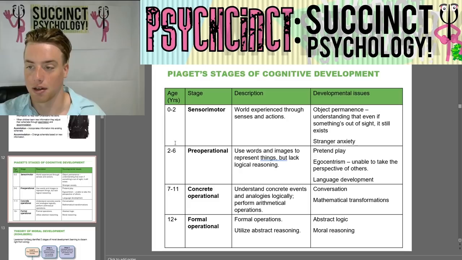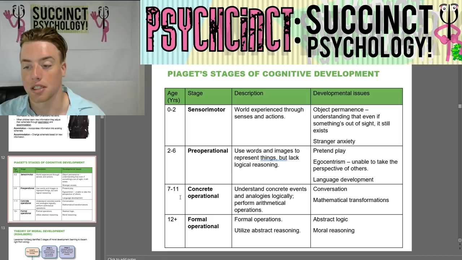Second stage, age 2 to 6, we have the pre-operational stage. You use words and images to represent things, but lack logical reasoning. Now, developmental issues include pretend play, egocentrism, which is unable to take the perspective of others, they can only view from their point of view, and language development.